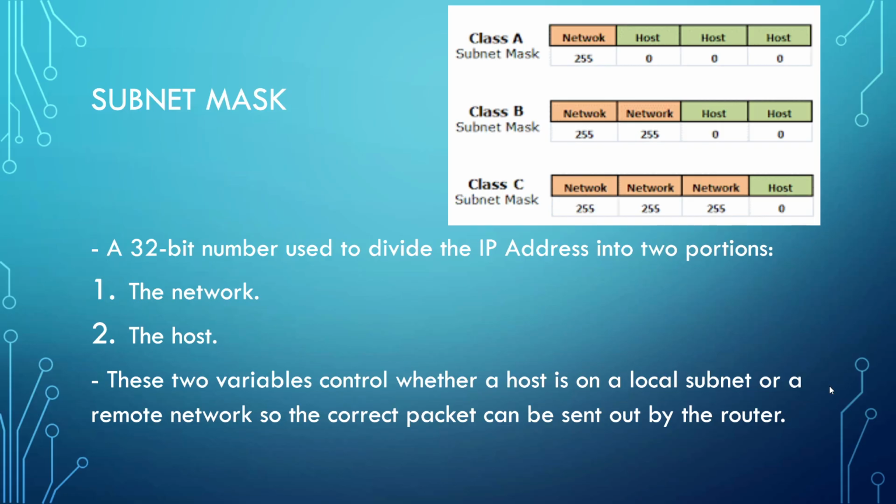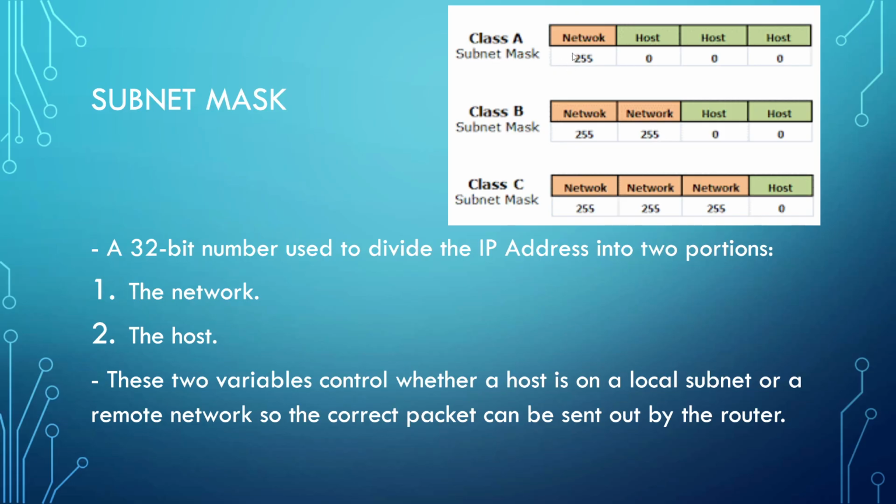Now we're going to get into subnet mask. A subnet mask is in charge of dividing the IP address into two different portions that sum up to 32-bit numbers: the network and the host. The two variables control whether a host is on the local subnet or a remote network, so the correct packet can be sent out by the router. These two variables are very important for communication and routing between devices.